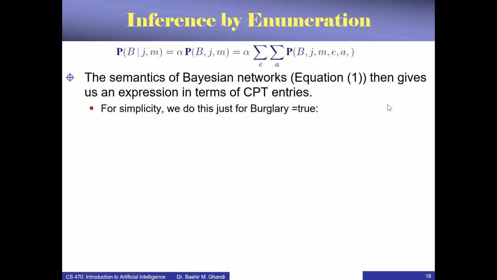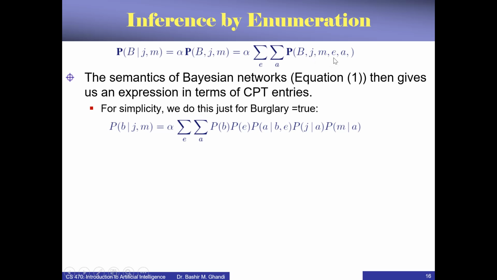Okay. Now, for simplicity, we will just show how this can be done with probability of burglary equal to true. Once we see that, we can do the same for probability of burglary equal to false, given the other two variables. So if you just take B equal to true, this formula is equal to probability of B given its parent. Well, B has no parent, so it's just probability of B.